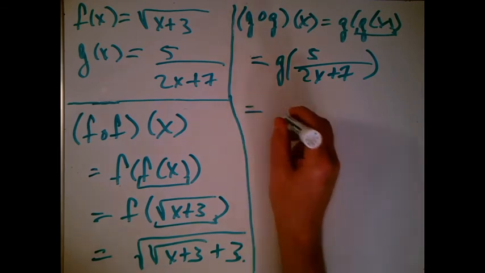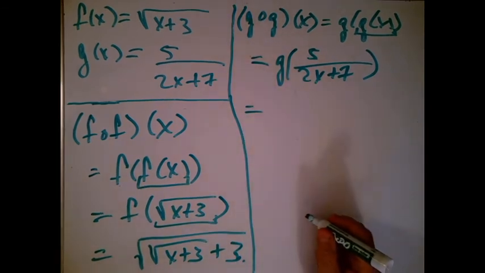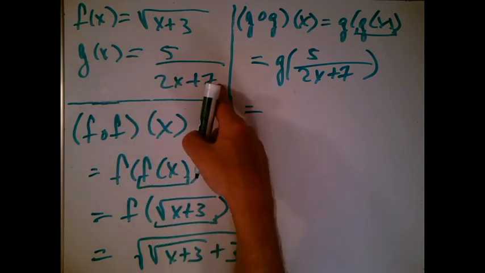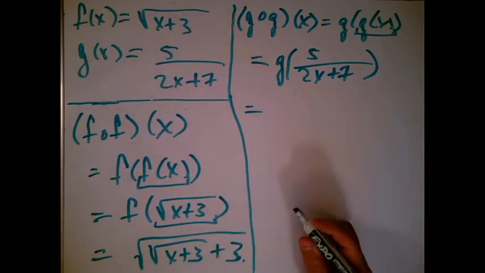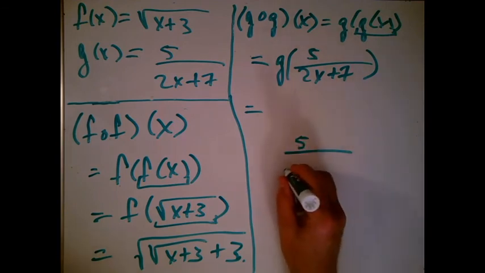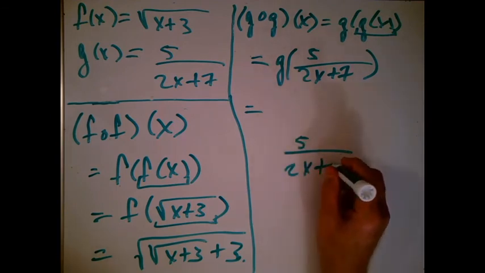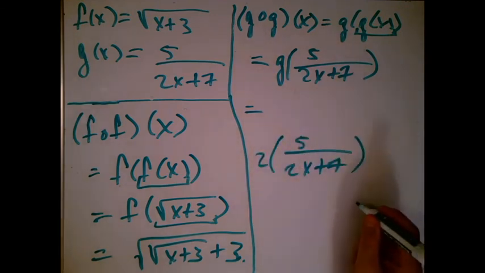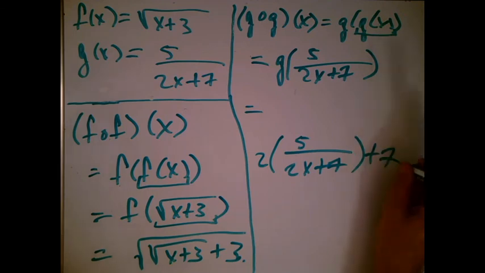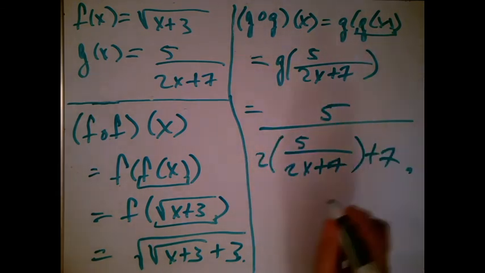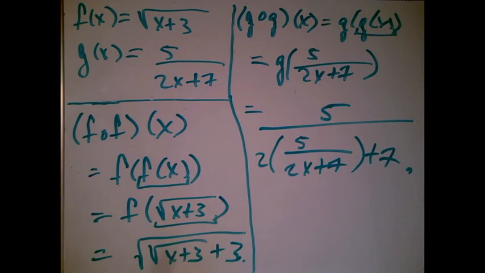Oh boy, what does g do to things again? It takes whatever's inside the parentheses, in order, multiplies by 2, adds 7, divides into 5. So I have to take what's inside the parentheses, multiply by 2, add 7, divide into 5. And there is g of g of x. Oh boy.